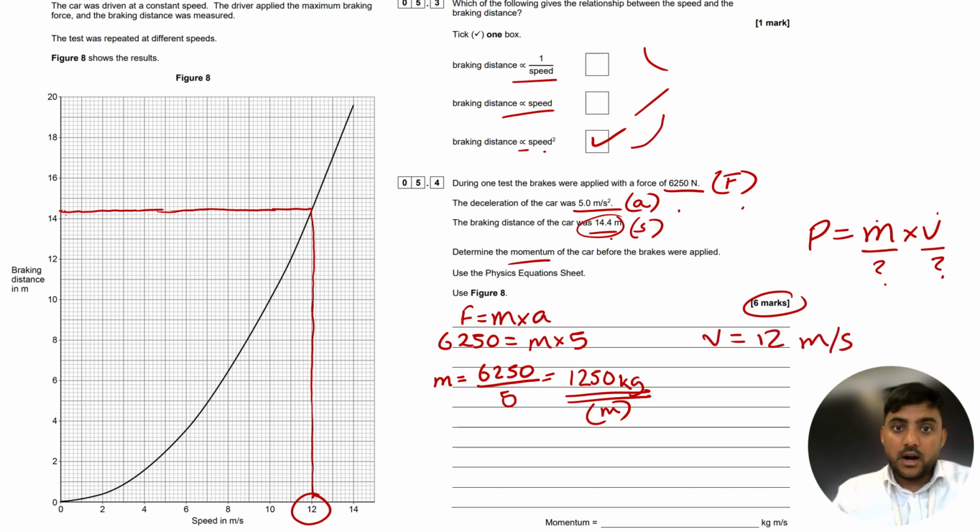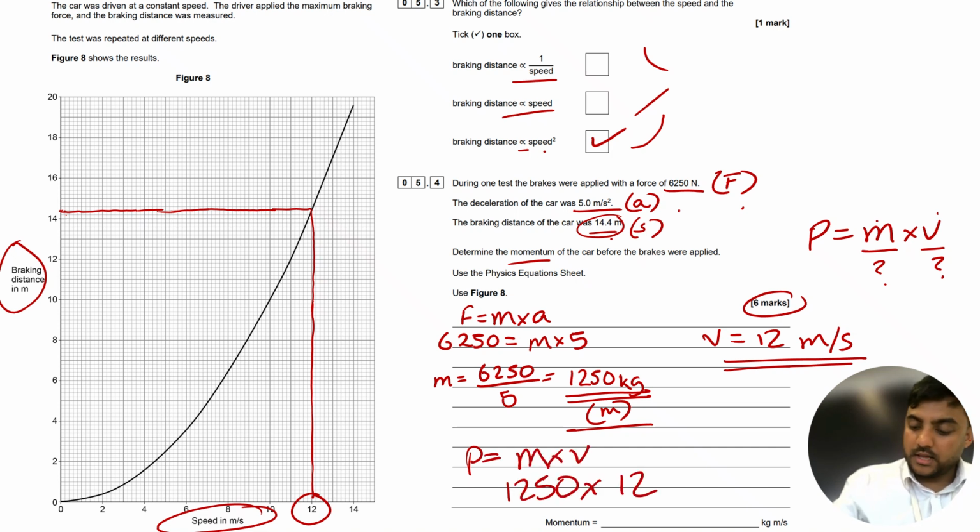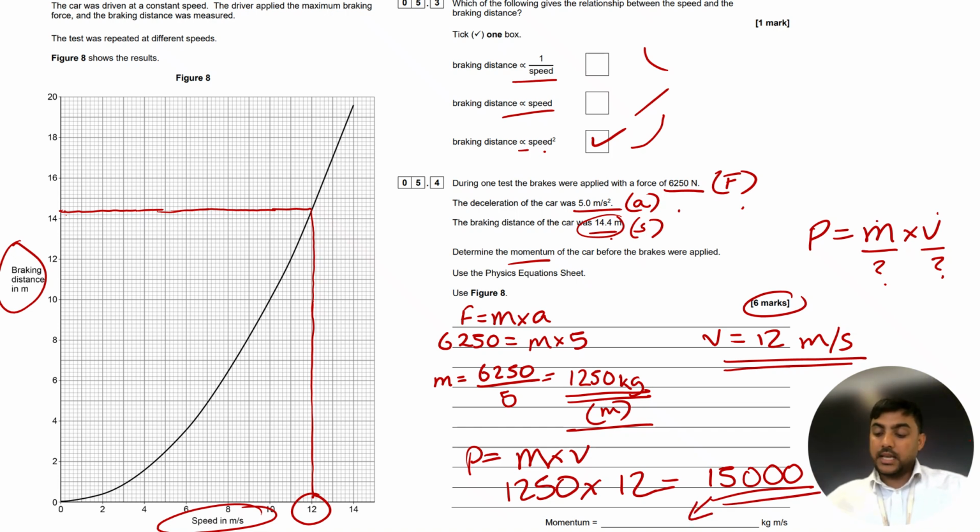Just for the people who are confused, how I did that was I knew I needed a speed or a velocity. Speed and velocity are similar, and to find velocity or speed, I needed to look where speed can be related to the braking distance, because the braking distance is given. So I looked at the braking distance here and I found the speed here. Okay, now I've got my velocity, I've got my mass. So p is equal to m times v. 1,250 times 12 gives us an answer of 15,000 kilogram meters per second.